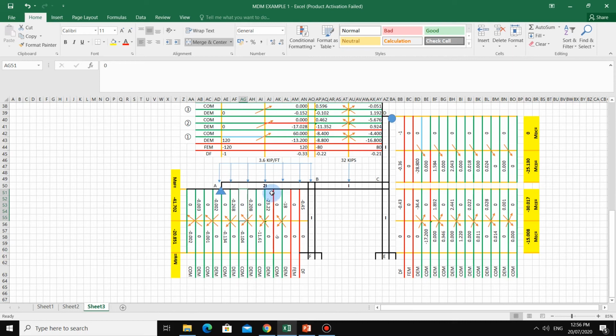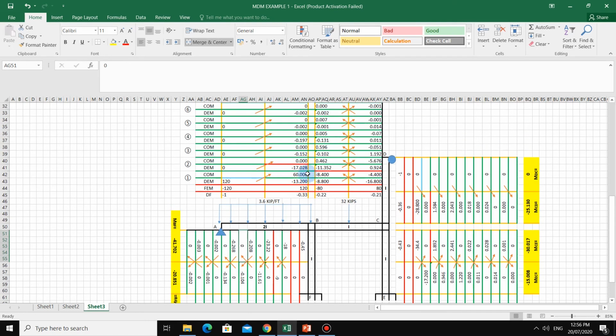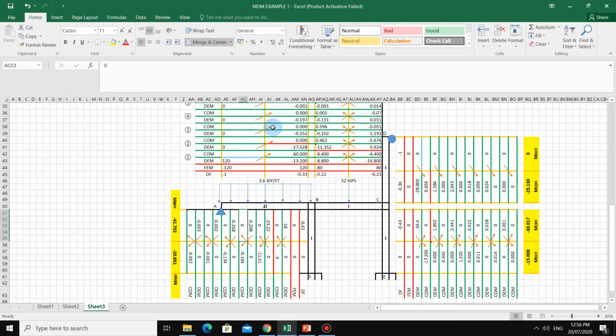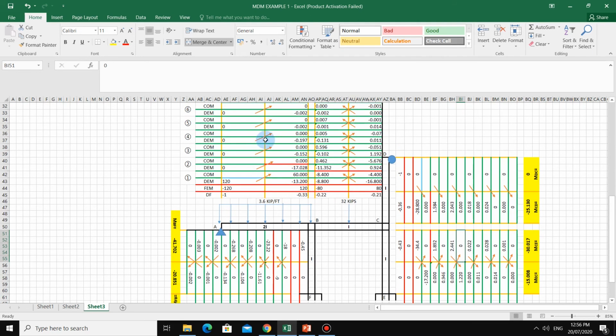Okay, so after the carry over moments, again evaluate joint B and C. Look at the CUM again. At the third cycle we have 0.596. Here it is 0 again. So at C, it is negative 0.51. We expect that it is usually 0 here. Okay, so 0 then 0. So proceed to the fourth cycle.